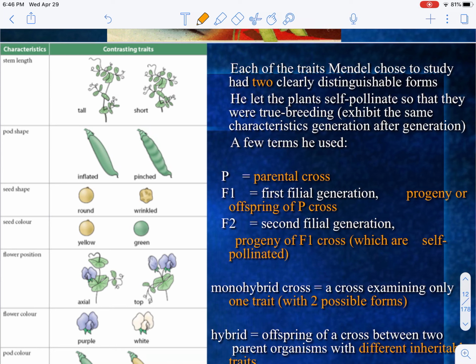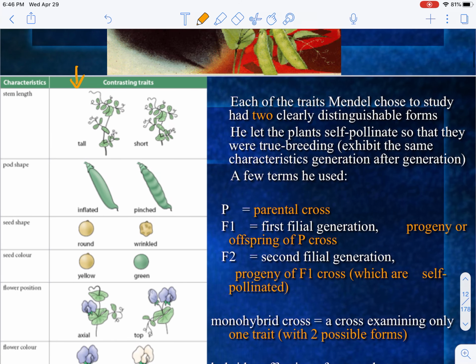Now, in terms of pea plants, here are some of the traits that Mendel looked at. And remember that whichever is the dominant one, which they have put on the left side here, those will be the ones that we use the letter of when we are using symbols for those traits. We'll use the symbol of the dominant one. The other one will be the recessive one.